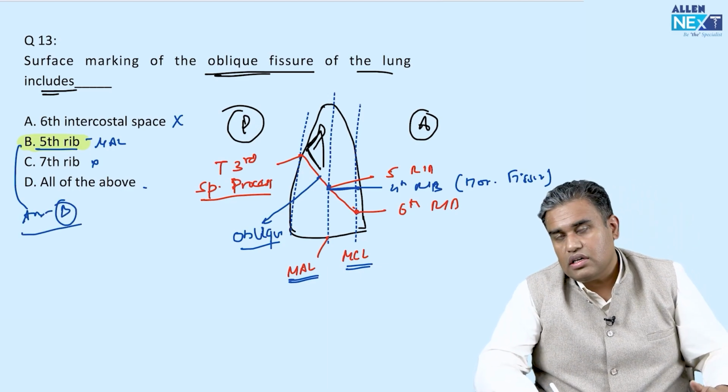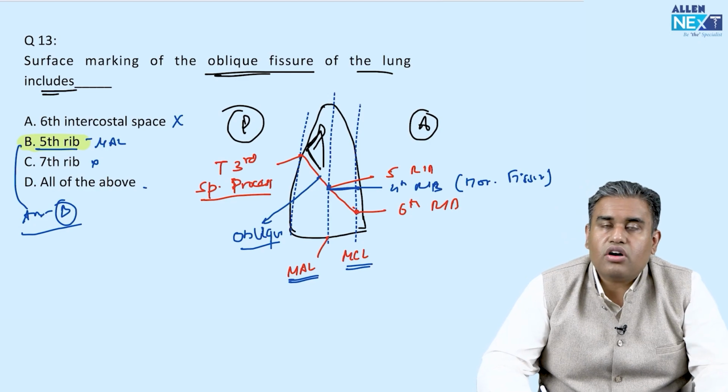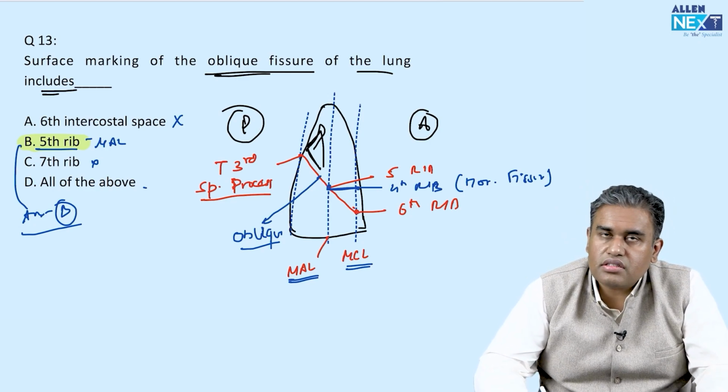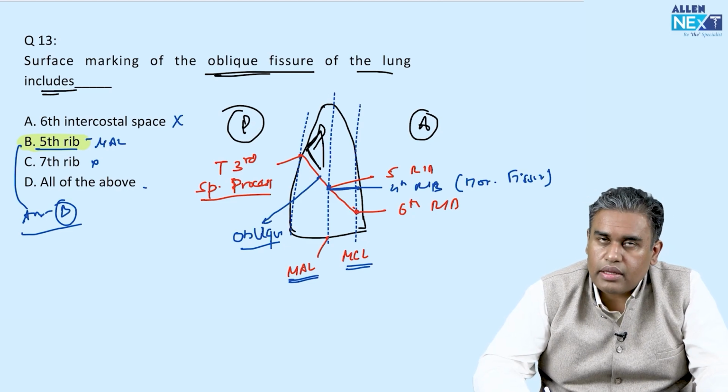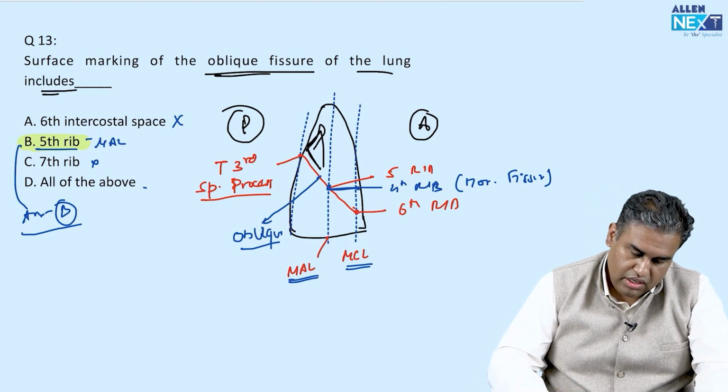Oblique fissure, you have to keep in mind the surface marking part. The oblique fissure is present on both sides of the lung, that is right as well as left. Horizontal fissure is present only on the right side, normally. Just remember this point. Okay, next one.